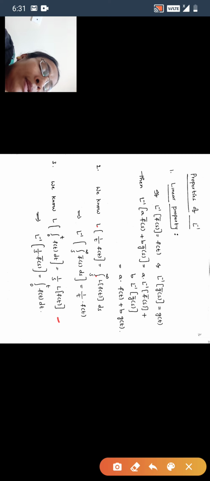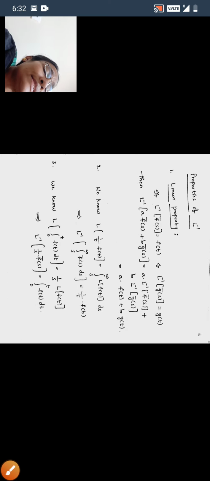Similarly, we know the property of Laplace transform for integrals. Laplace transform of integral 0 to t f of t dt equal to 1 by s f bar of s. So under inverse Laplace transform, the property is L inverse of 1 by s f bar of s equal to integral 0 to t f of t dt. This is called the division by s property for inverse Laplace transforms. So just keep these formulas also in mind.